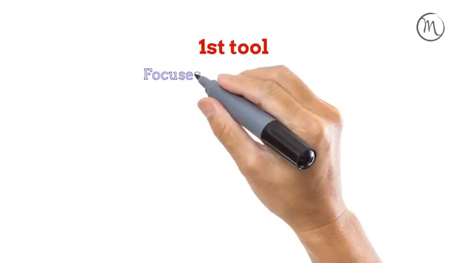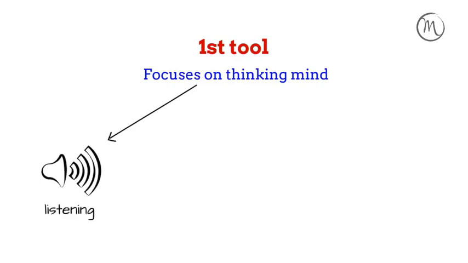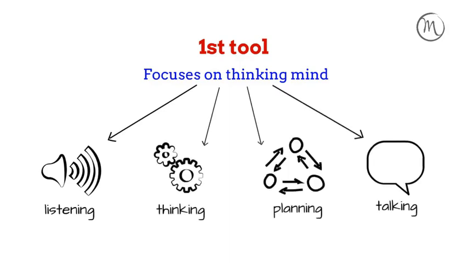The first tool you'll learn to use is aimed at your thinking brain. That's the bit of the brain you're using right now to listen to this video. You're trying to work out whether it's relevant to you or not. It's the bit of the brain you use when you're out there in the world thinking, planning, talking to people, doing tasks and so on.